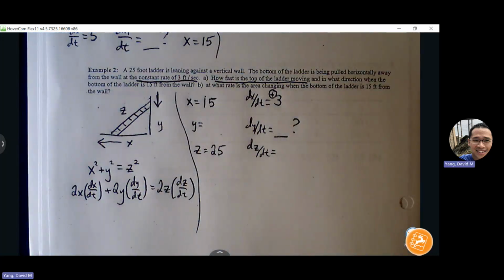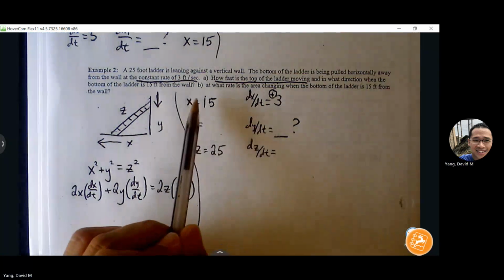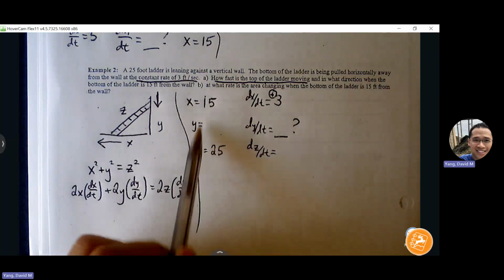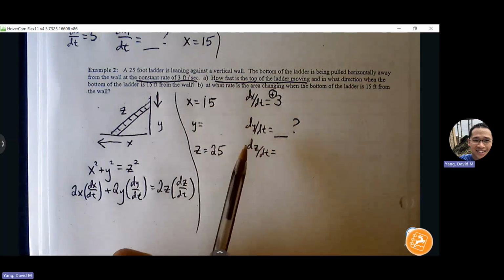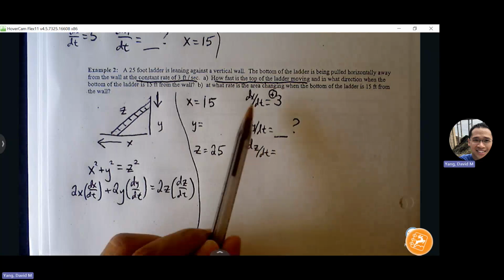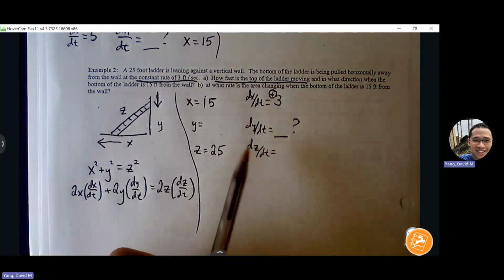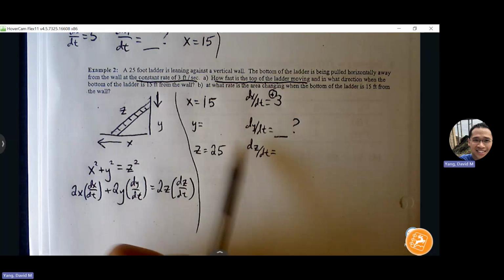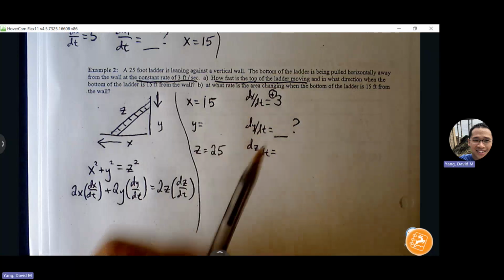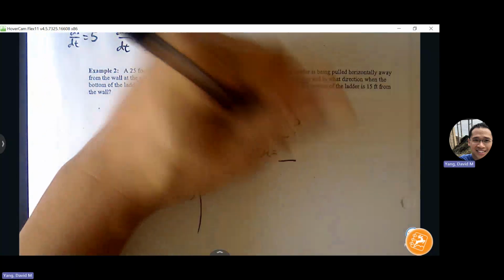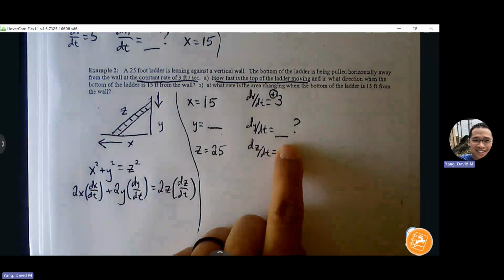Now, if I want to solve for dy/dt, I would need all these other variables to be known, right? But I have 3 unknowns, which is causing an issue. But maybe we can look at it and see if we can fill in these blanks and then find the true unknown, which is dy/dt.